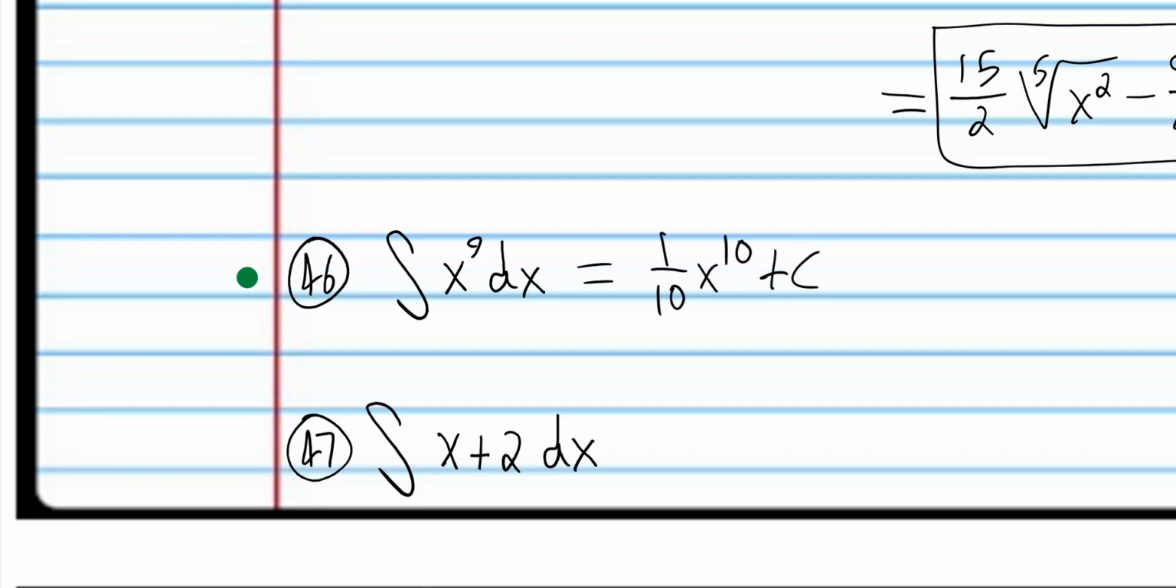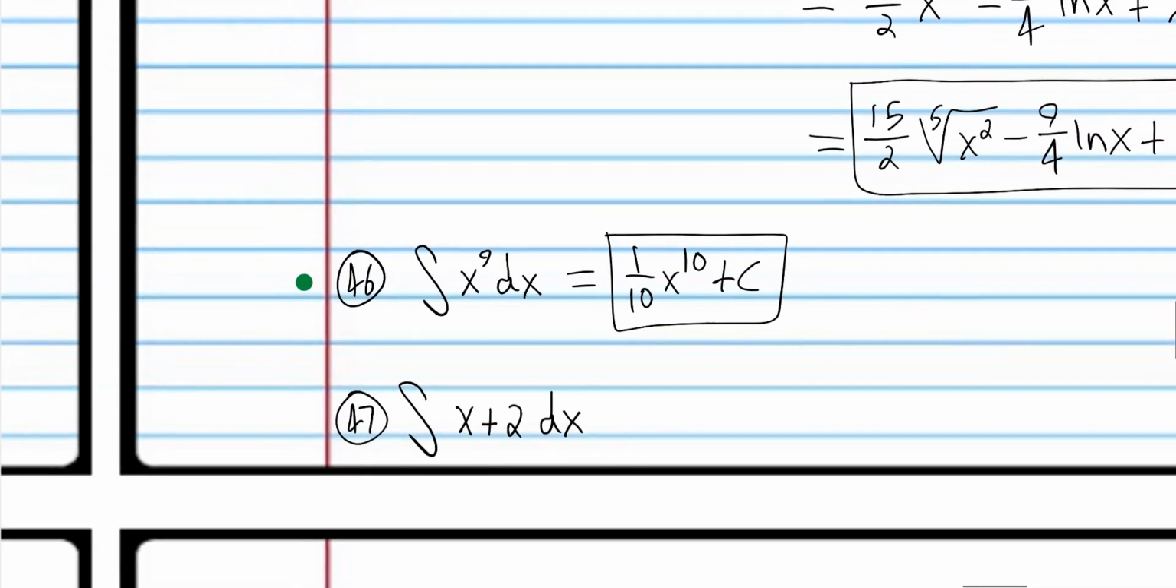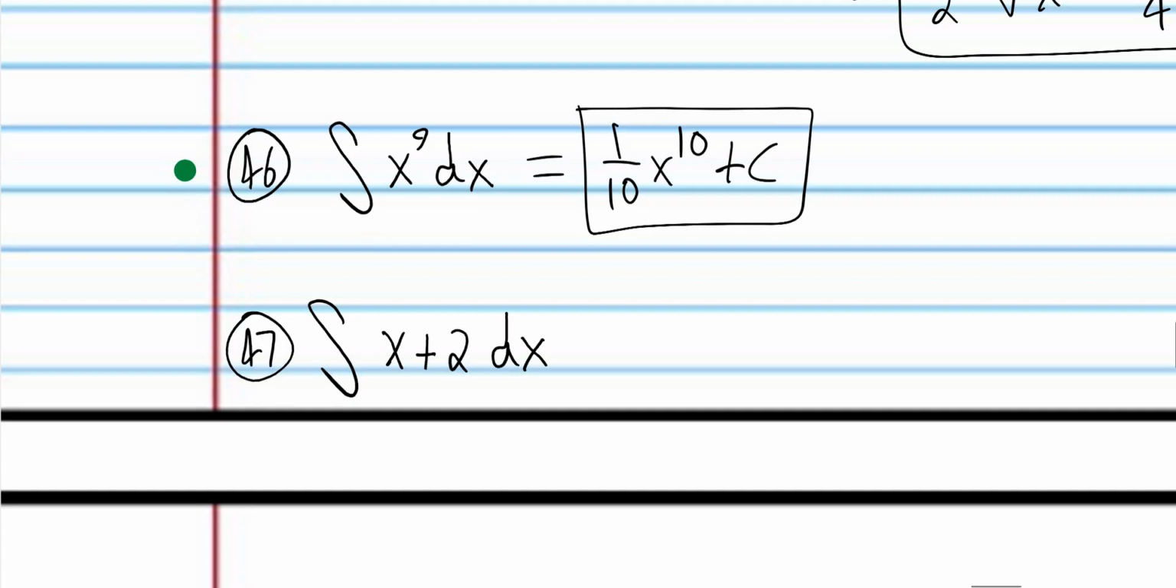Okay, we're back. You can also write that as x to the 10th power over 10 plus c. It's the same thing. So if you got that right, excellent. Okay, go ahead and try number 47. So we're just trying to find the antiderivative of this expression. When you come back, we'll do it together.